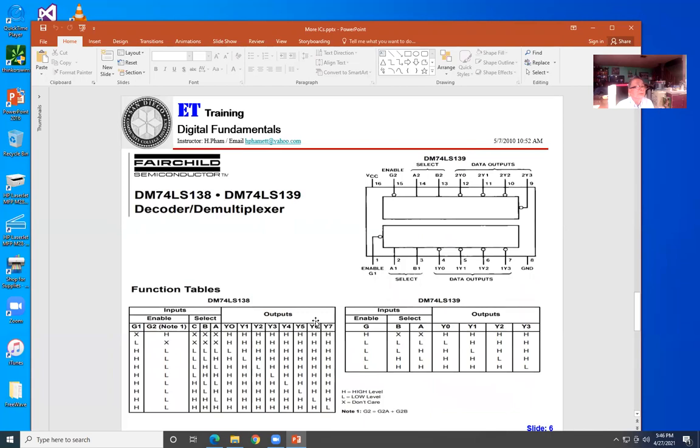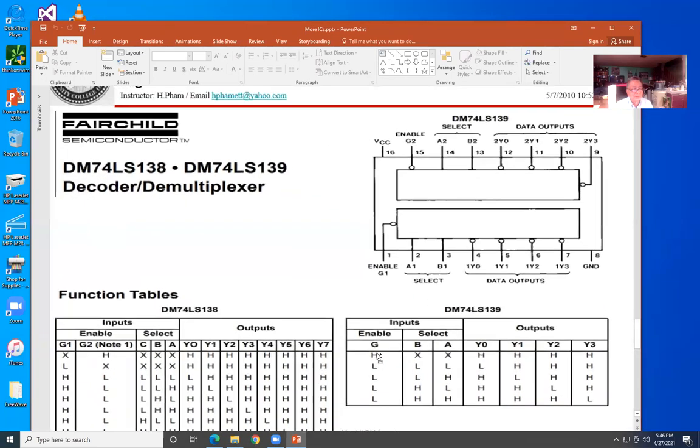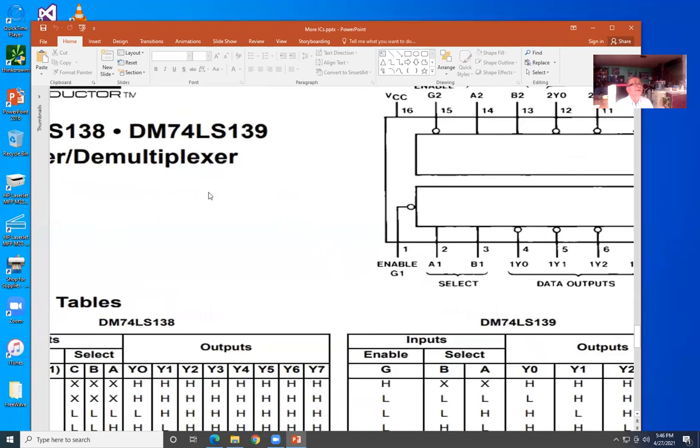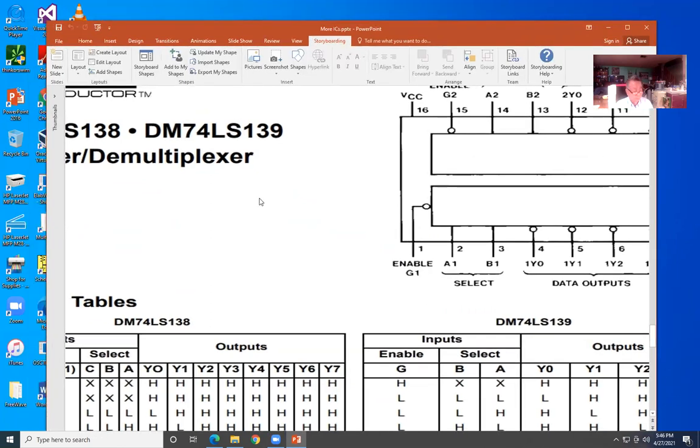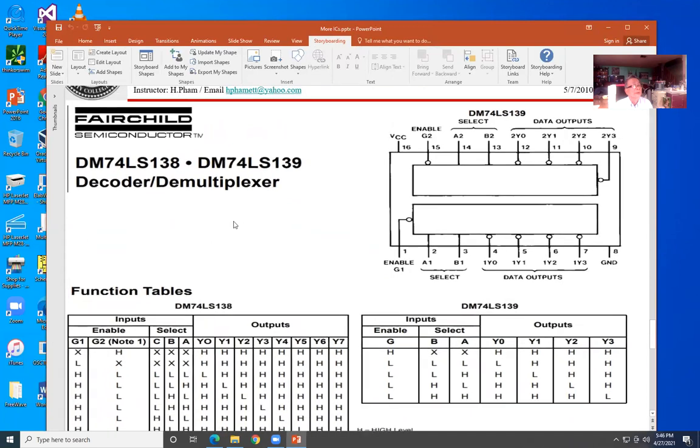Okay, let's see what else. Okay, this is the 139 that we're using a lot. Make sure you understand it. That's what we call a decoder or the multiplexer. You get two ICs. One will be 139 and another one will be 138. We'll see how they work.